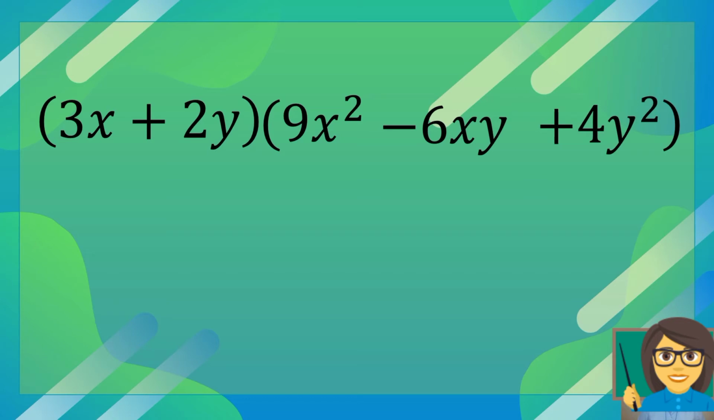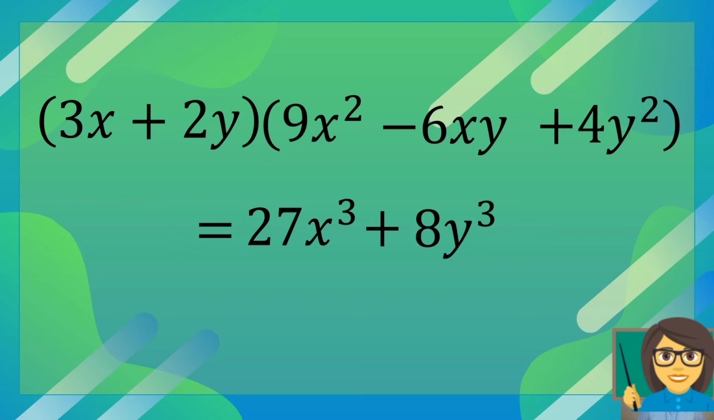Its product will be equal to the cube of the first term of the binomial factor, which is 3x, is equal to 27x cubed, plus we get the cube of the last term of our binomial factor, which is 2y, and that is equal to 8y cubed.